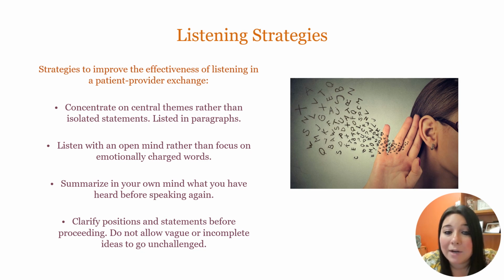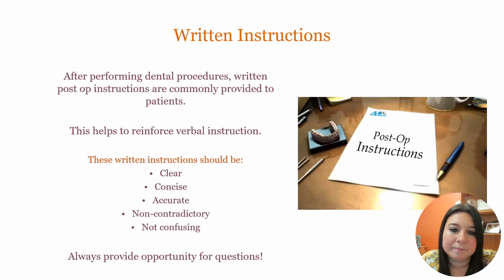Summarize in your own mind what you have heard before you speak again. So take a second before you respond. You don't have to quickly blurt out things, but just take a second to process exactly what was said, and then you can start speaking. And last, clarify positions and statements before proceeding. Don't allow vague or incomplete ideas to go unchallenged. So if you're unsure of something that was said, maybe ask, oh, was this what you meant, or can you explain this more to me? Make sure that you are understanding it fully before you start speaking.